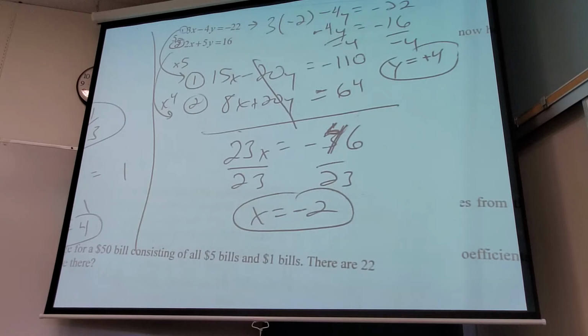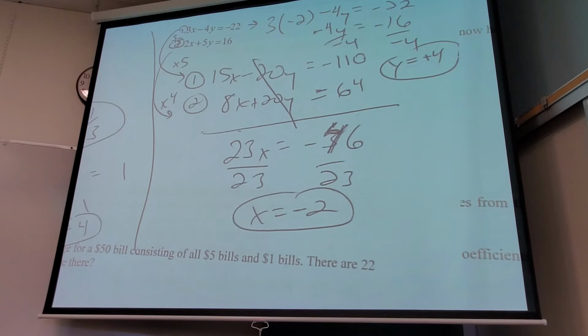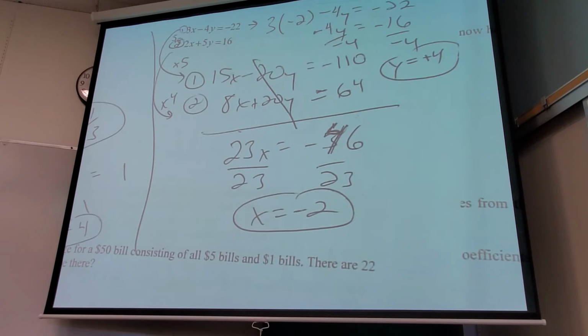Yeah, exactly. So here's somebody who killed the x's instead, and she got the exact same answer, of course. It doesn't matter which variable you kill, you're just going to find the other variable's value first. If I would have killed the x's first, I would have figured out the y value is 4 first.